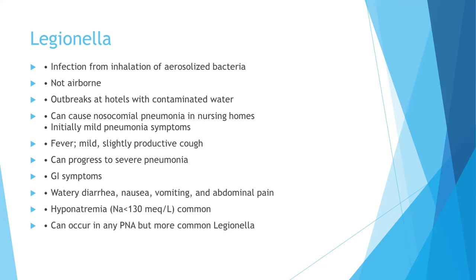The patient may have watery diarrhea, nausea, vomiting, due to which the patient generally has hyponatremia, which is very, very common. So if the person has a history of stay at hotels with contaminated water or nursing homes, plus hyponatremia, plus pneumonia symptoms, then you have to think of Legionella as a cause of the pneumonia.